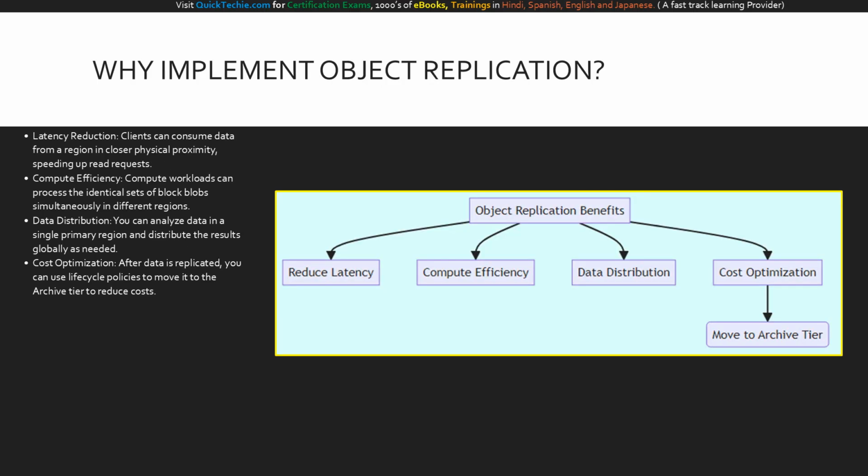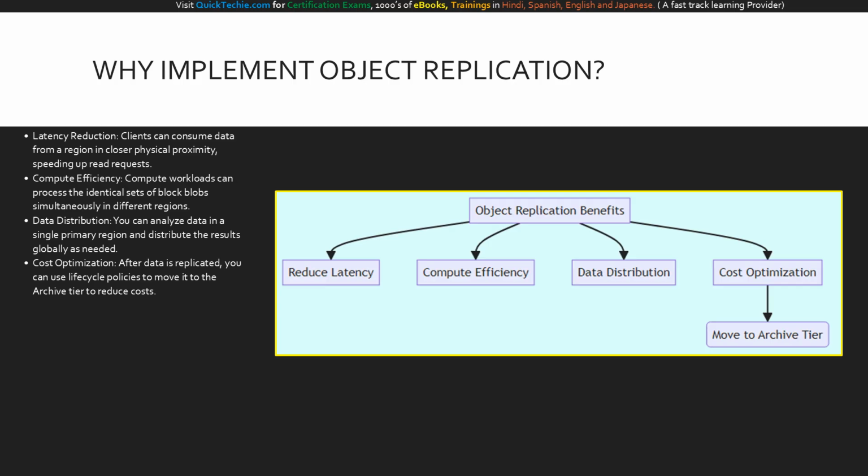Now that we know what it is, why should we use object replication? The first major benefit is latency reduction. By replicating data to different regions, you enable clients to read data from a location that is in closer physical proximity to them. Secondly, it drives compute efficiency.